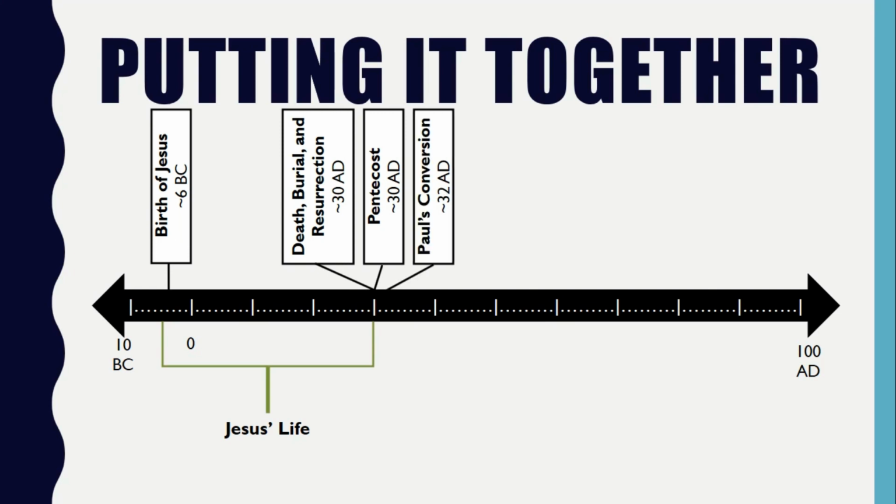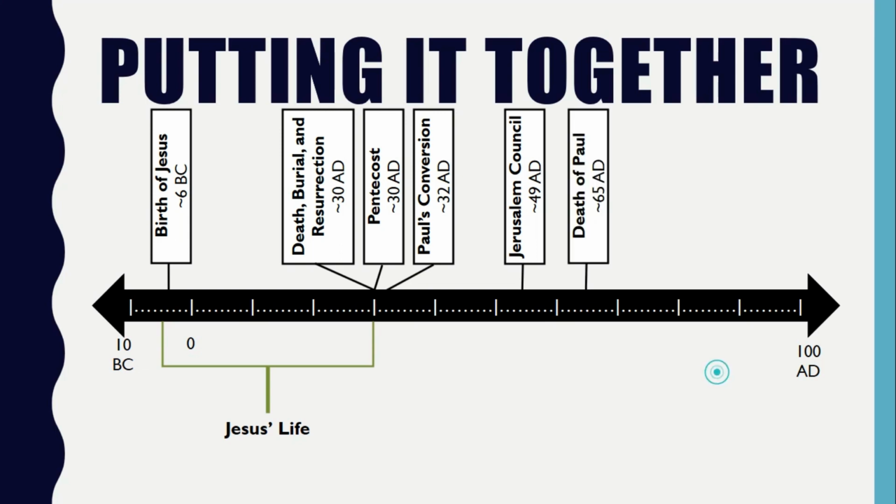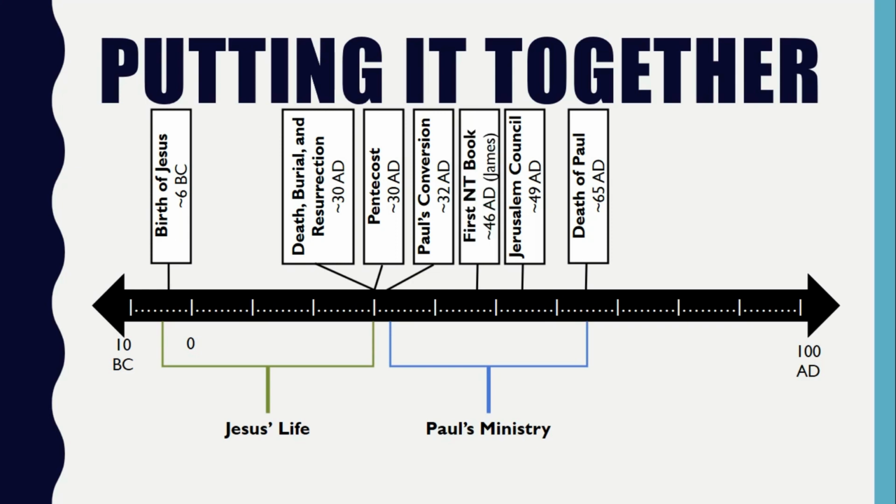Then you have Paul's conversion a little later in 32. The Jerusalem Council is in 49. Then you have the death of Paul in 65 AD. So that time from 32 to 65 is Paul's ministry. Then you have the first book of the New Testament, James, around 46. Then you have all the books written by Paul, all of his epistles, all of his letters. Those are written during his life, obviously.